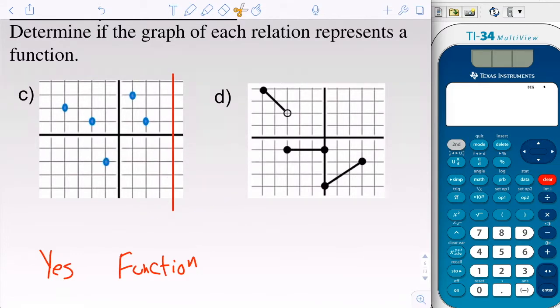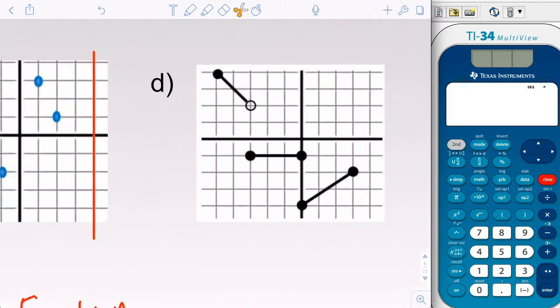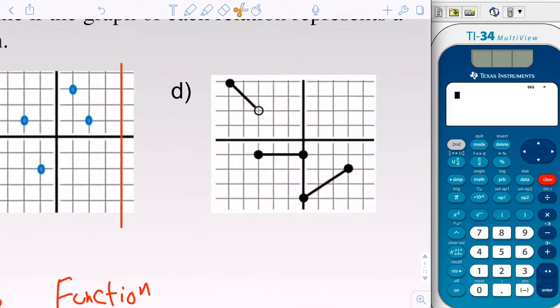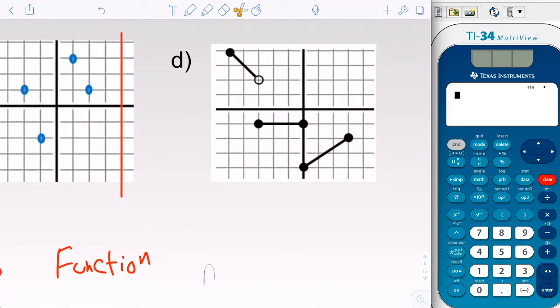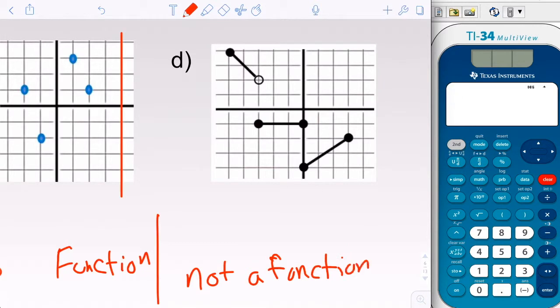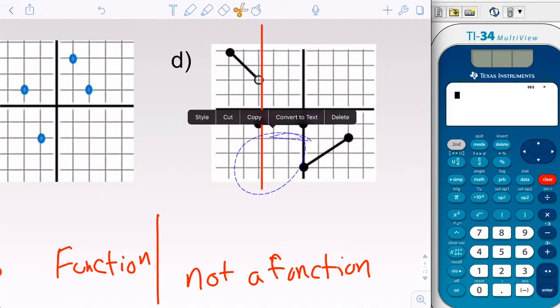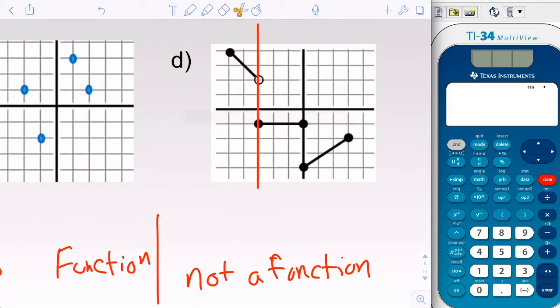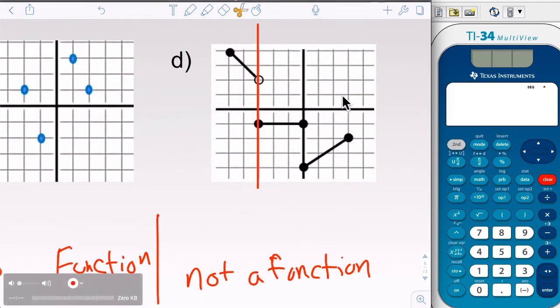Letter D. This is not a function. And I want you to see if you can figure out why. Why is this not a function? Where does it fail the vertical line test? If you were thinking right here, oh, I missed it, right there, not quite. It actually is passing the vertical line test there.